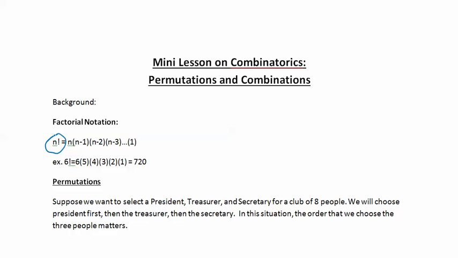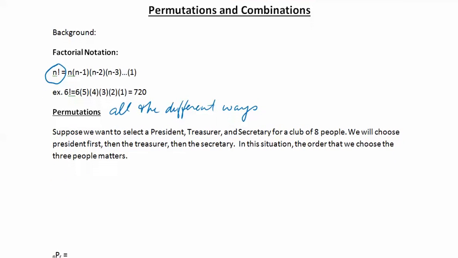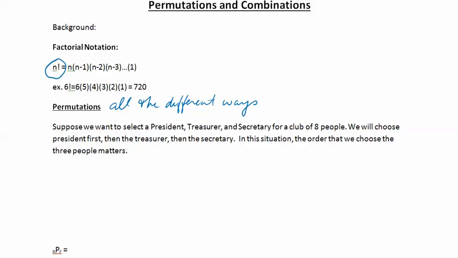First we will talk about permutations, and what this means is basically all the different ways we have of getting something. So all the different ways that we have of achieving a certain event.